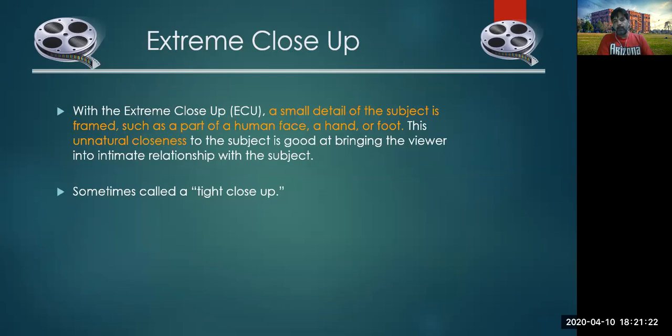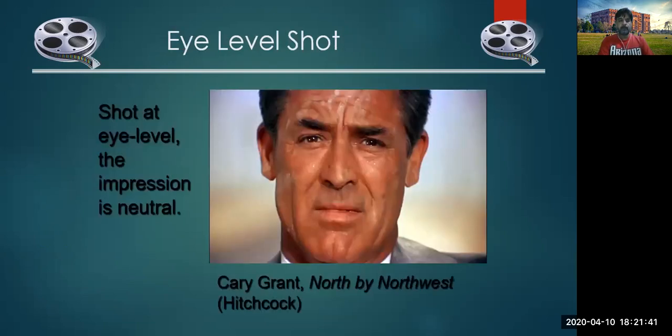When you want to connect your viewer on an intimate relationship with your subject, you need to have an extreme or ECU shot. So sometimes it is called tight close-up as well. Tight means you are going very near to your subject.